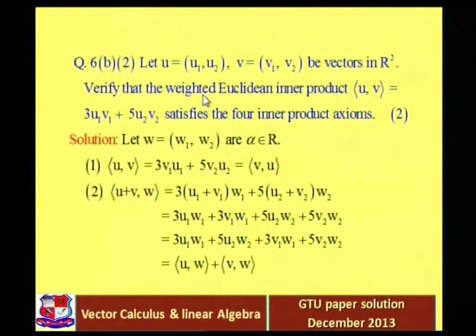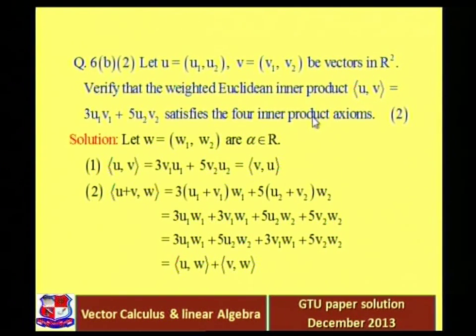Let u = (u1, u2) and v = (v1, v2) be vectors in R2. Verify that the weighted Euclidean inner product <u, v> = 3u1v1 + 5u2v2 satisfies the 4 inner product axioms. This question was also in the 2 marks section of that question paper.